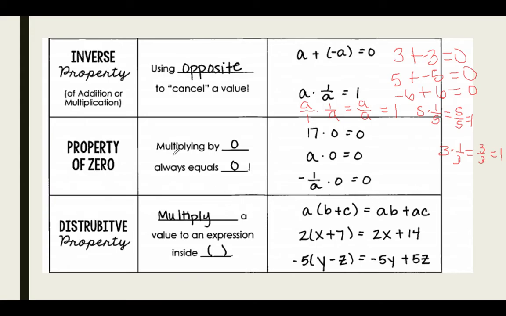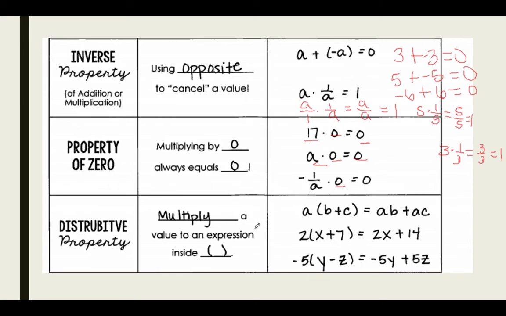Property of 0, probably don't use it as much. I mean, we use it a little bit in second semester. Multiplying by 0 is always going to equal 0. So 17 times 0 equals 0. A times 0 equals 0. Negative 1 over a times 0 equals 0. Anything times 0 is going to equal 0.